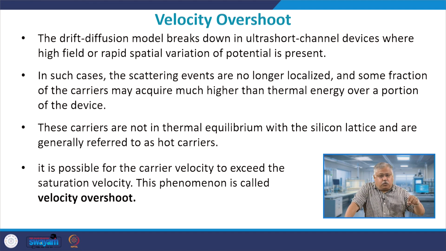Therefore, it is possible for the charge carriers to overshoot the saturation velocity, and this phenomenon is referred to as velocity overshoot. You remember what the concept of velocity saturation was? When the electric field tends to make the velocity high, the drag also increases, which means the scattering events increase. When they are equal, we define that to be the saturation, but in reality velocity can go beyond that and is defined as the velocity overshoot.